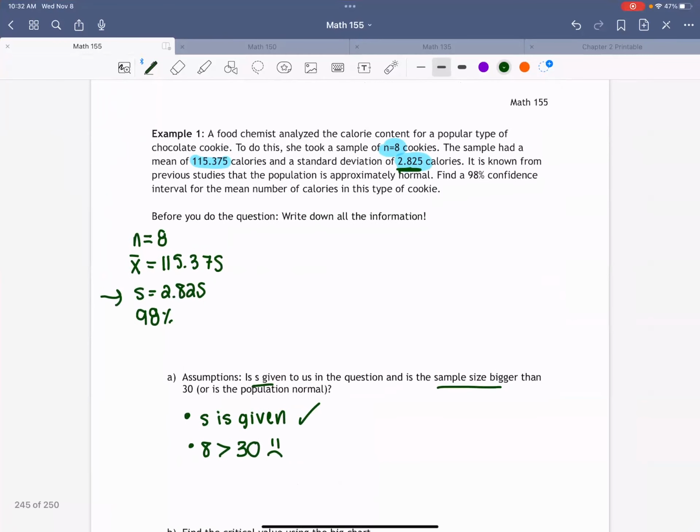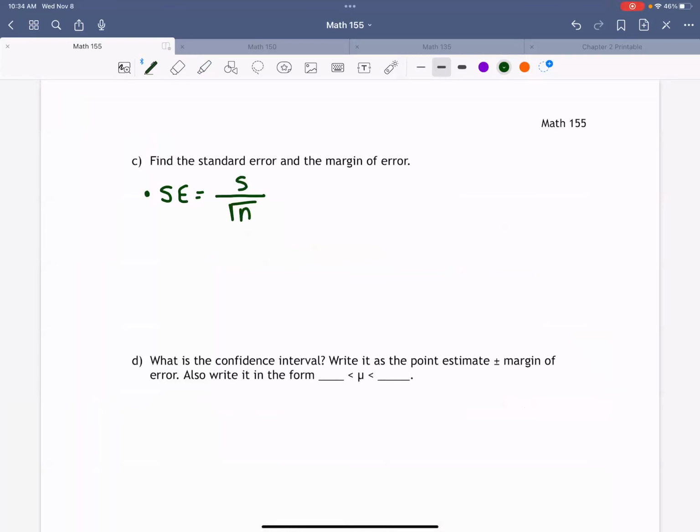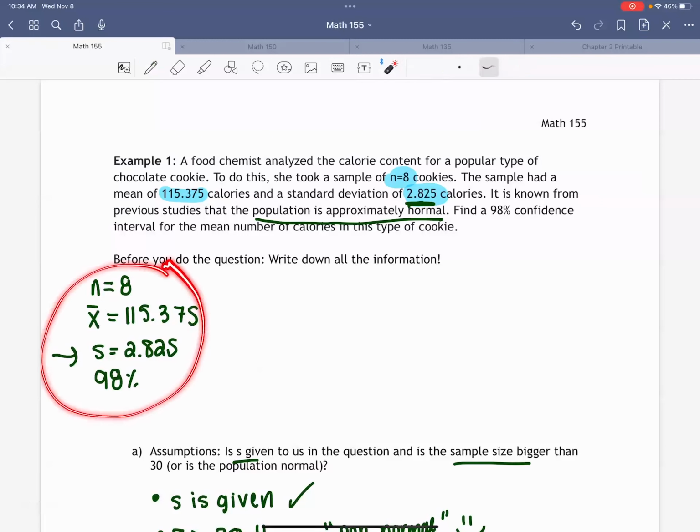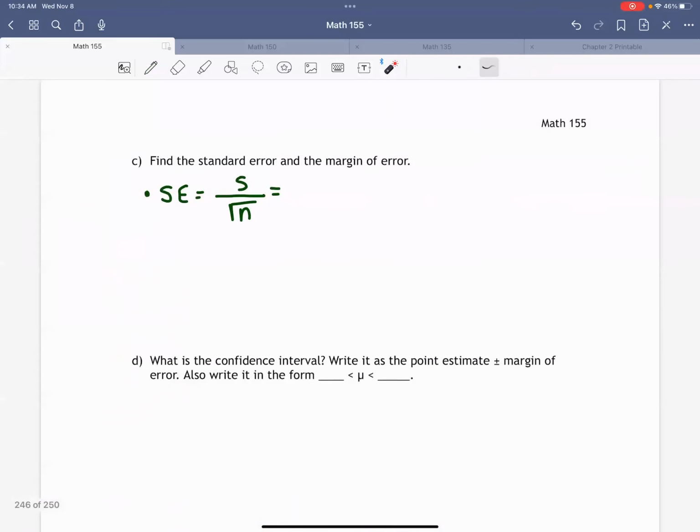S over square root of n. Perfect. Now, it's not a new formula to memorize though, right? It's the same formula, except now we're using S instead of sigma. It's a good thing that I wrote down all my information up top here because now I don't have to dig through the question to figure out what S is and what n is, right? All I have to do is look at my stuff, plug in my numbers.